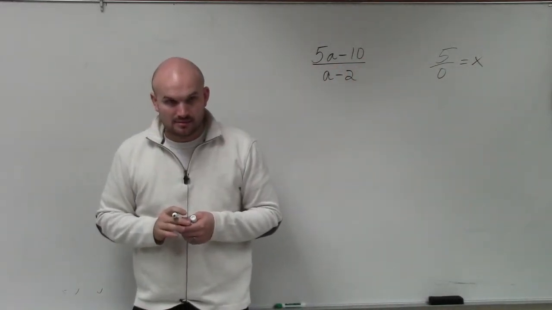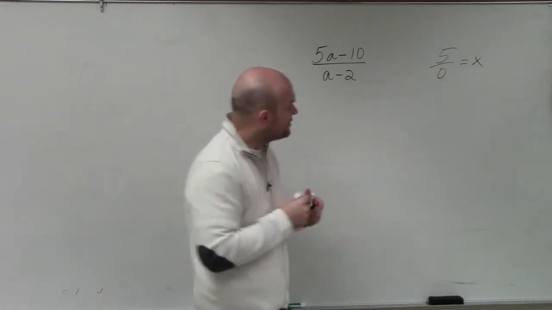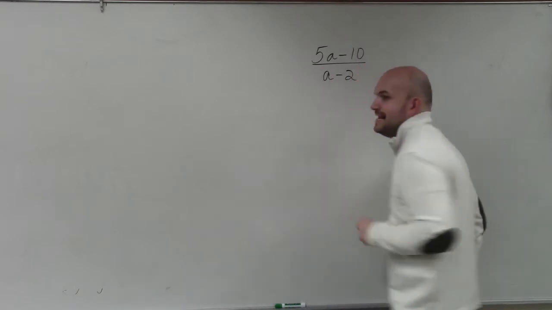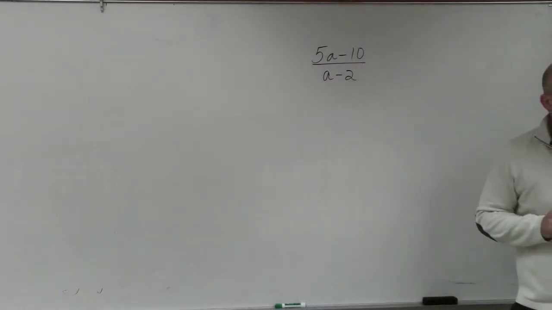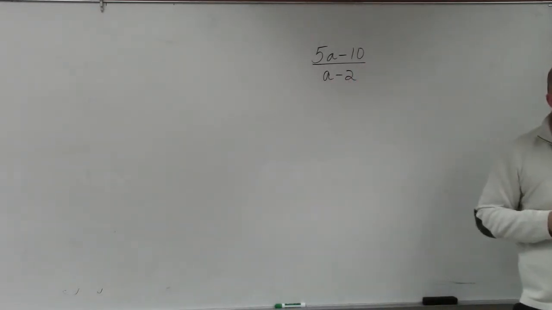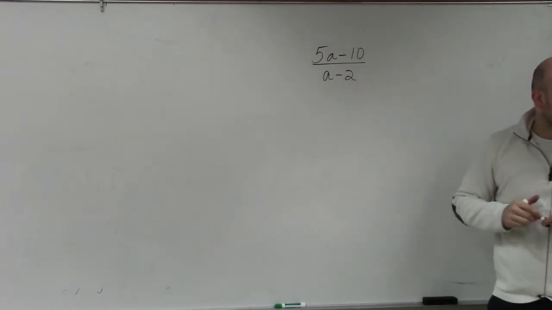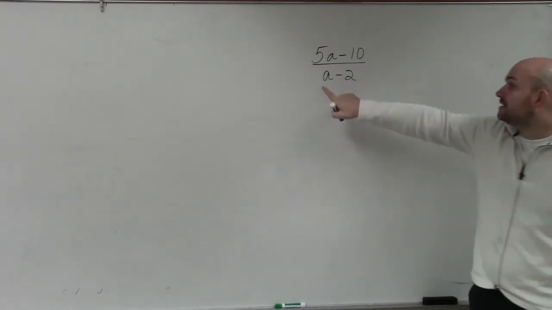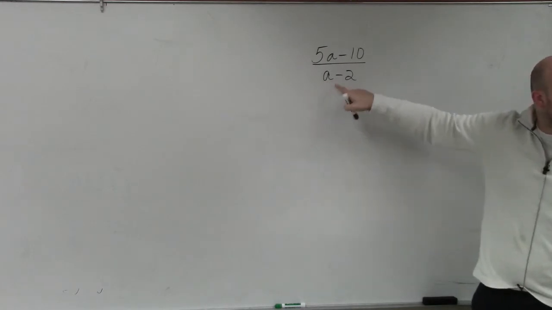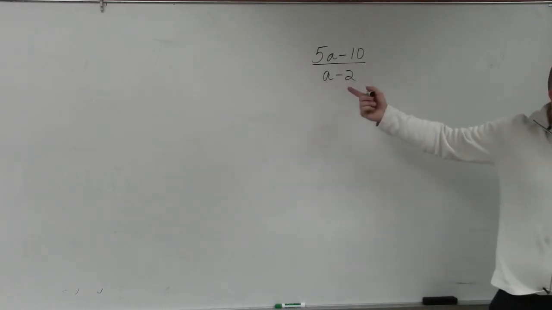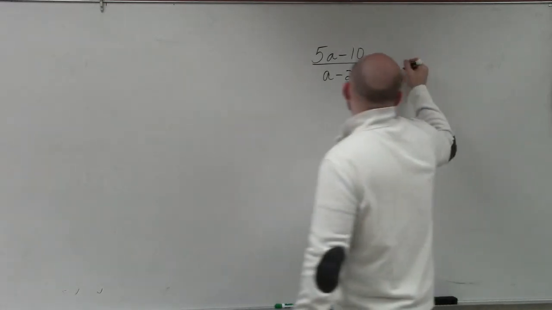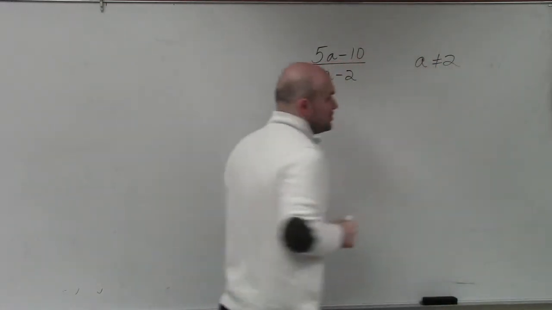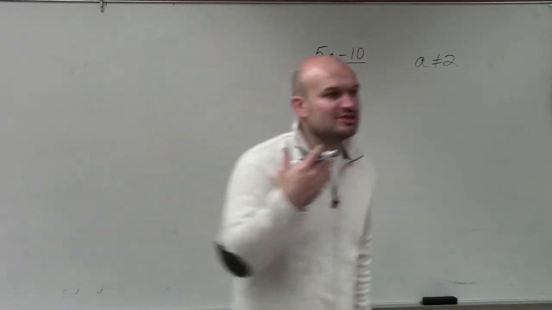Yes? OK. So when you are writing this, what is the only value a cannot equal? What is the only value that's going to make 0 your denominator? 2. Think 2, right? Because if you put 2 in for a, 2 minus 2 would be 0. Does that make sense? So therefore, when you're writing your answer, a cannot equal 2. This is what we call our restriction.